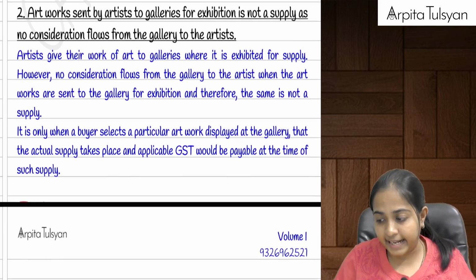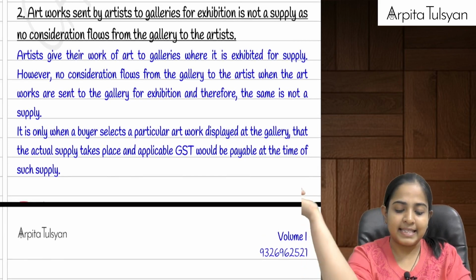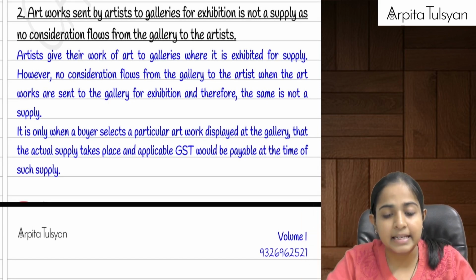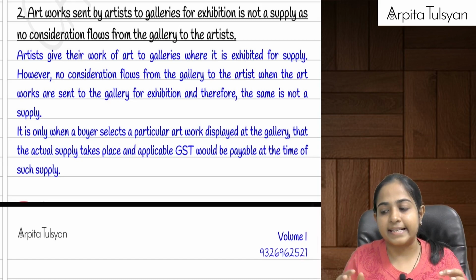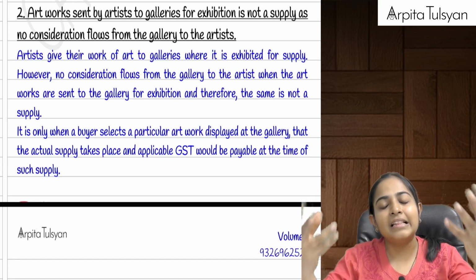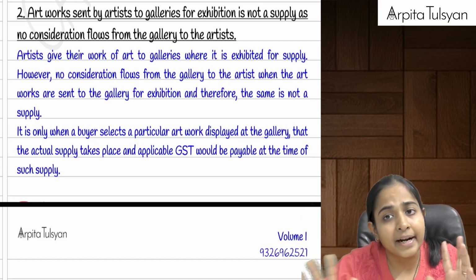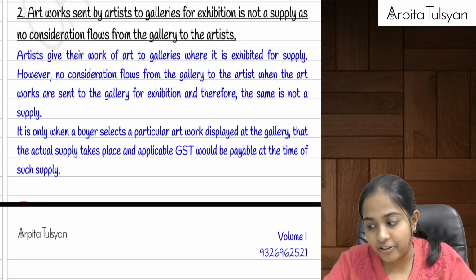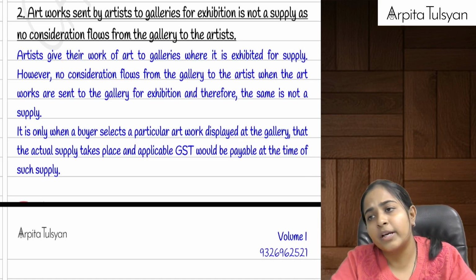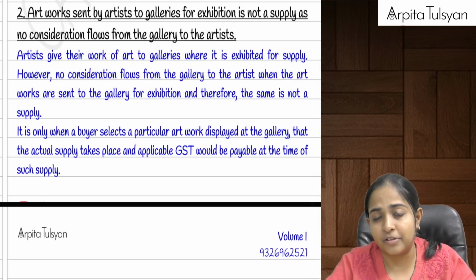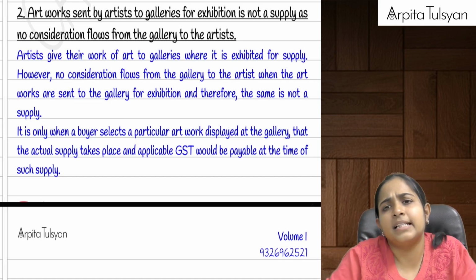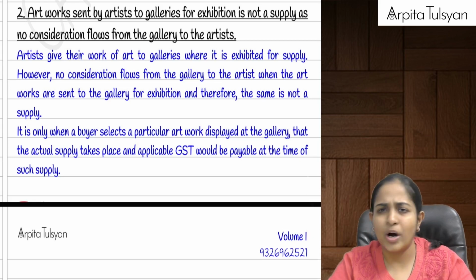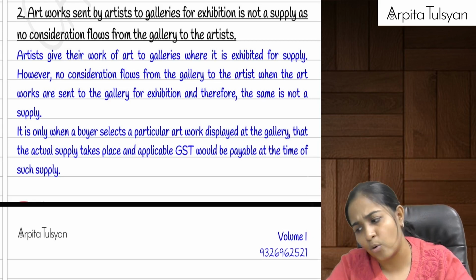Yes, then the next one. Let's say I am an artist, and I have made some paintings, and I want to send these paintings to some art gallery where they are going to be shown for the purpose of exhibitions. The art gallery person told me, okay, Arpita madam, you can send the paintings, and if any customer likes one during the exhibition, we will sell it and we will remit the consideration to you after deducting our charges. I said, okay, fine, no problem.